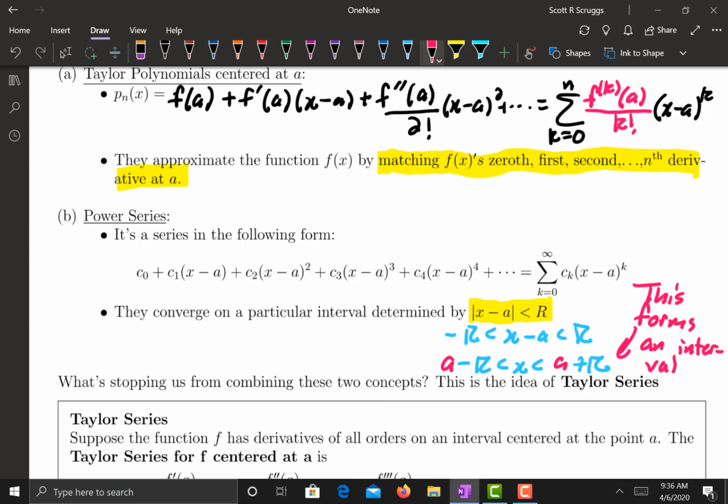Now, I don't make any assumptions about the endpoints. Remember that we have to plug the endpoints in and check if we still have convergence to determine whether or not we can conclude that.